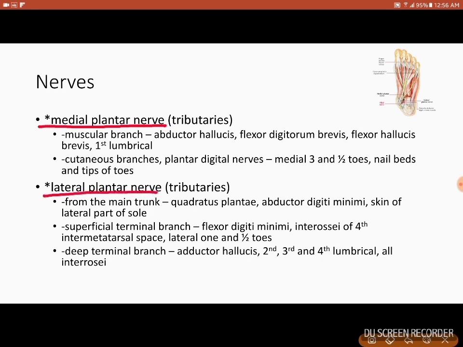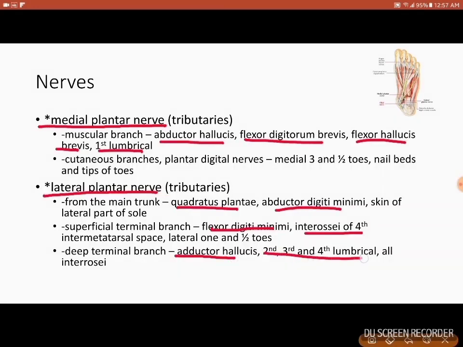The muscles innervated by the medial plantar nerve are your abductor hallucis, flexor digitorum brevis, flexor hallucis brevis, and your first lumbrical. While on the lateral plantar nerve, you have your quadratus plantae, abductor digiti minimi, flexor digiti minimi, your adductor hallucis, the second and third lumbricals, and all interossei muscles.